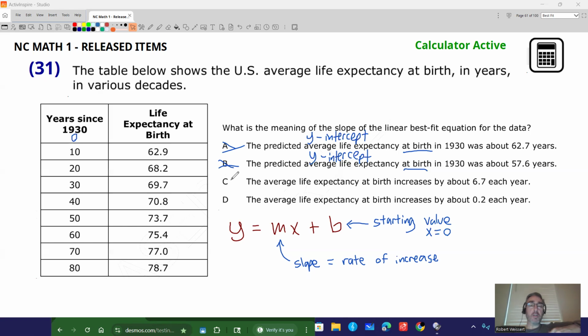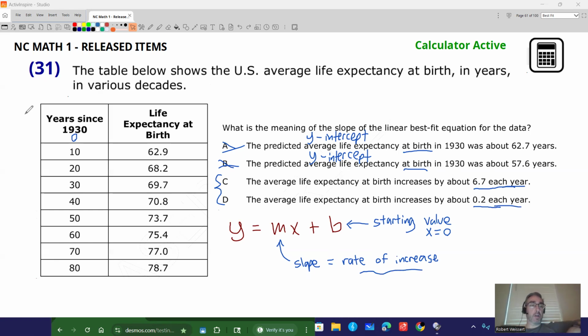And so C or D is going to be your classic slope descriptions. The average life expectancy at birth increases by 6.7 each year or 0.2 each year. So this is going to be that rate of increase. And so it's going to be one of these two, okay? Each year is kind of your clue, right? It's going to increase that much.